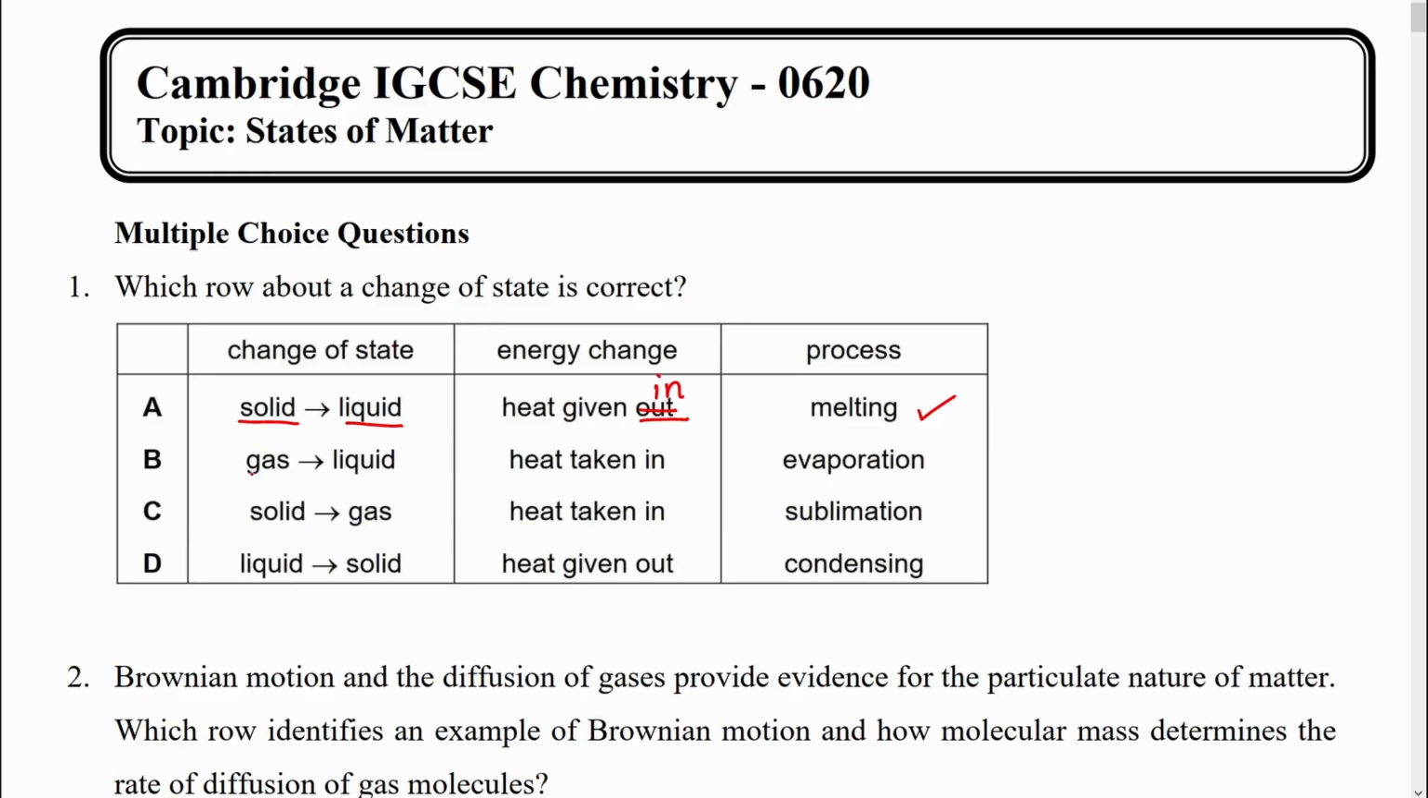And the change of state from gas to liquid, we want to cool it down, right? From water vapor to liquid water. So that means heat is taken out because we want to decrease the temperature or cool it down. And the process is not evaporation, but it's called condensation.